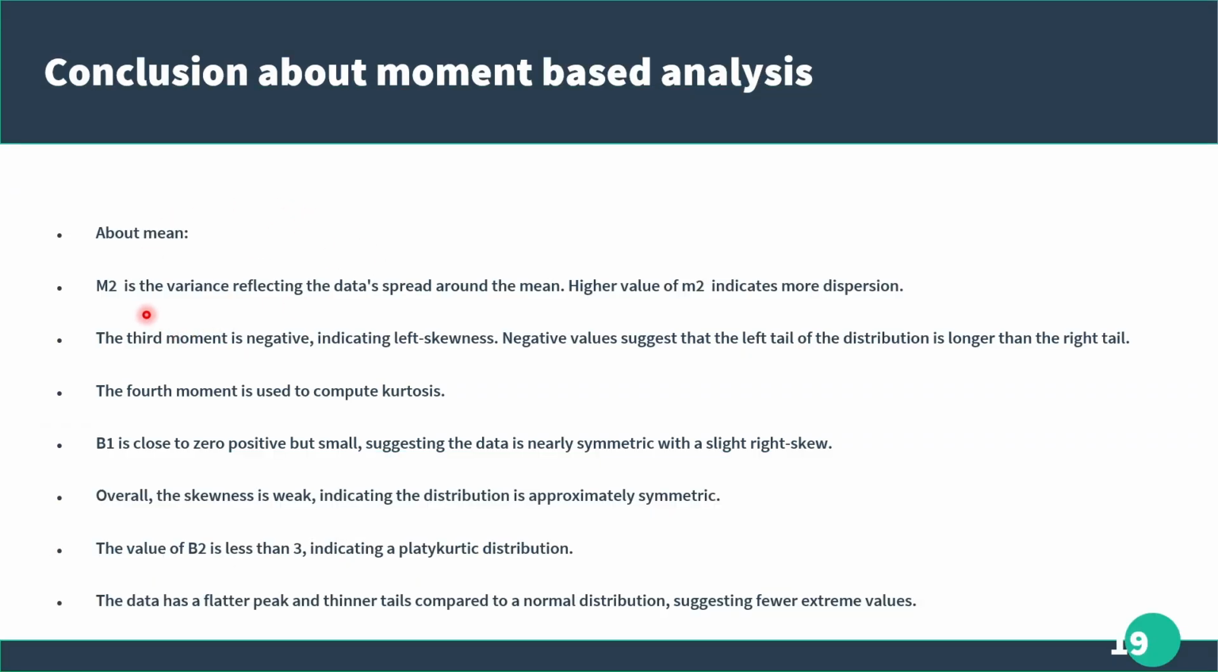Now we can conclude that M2 is the variance, as we know, reflecting the dataset spread around the mean. A higher value of M2 indicates greater dispersion. The fourth moment is used to compute the kurtosis. Overall, the skewness is weak, indicating that this distribution is approximately symmetric. The value of beta 2 is less than 3, indicating a platykurtic distribution.